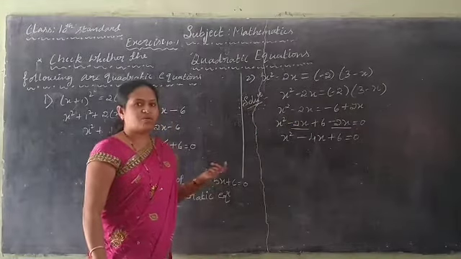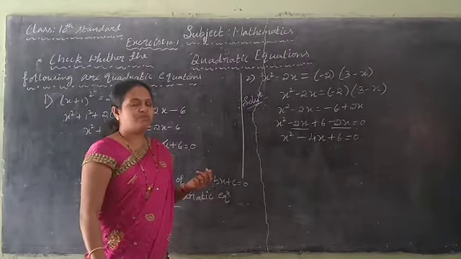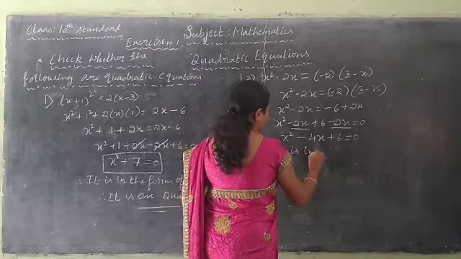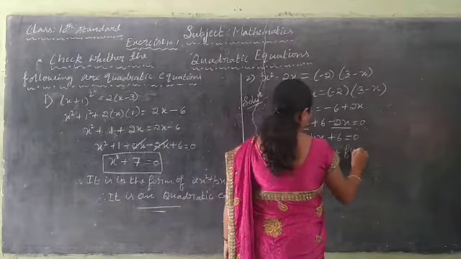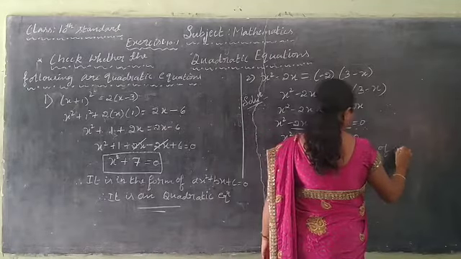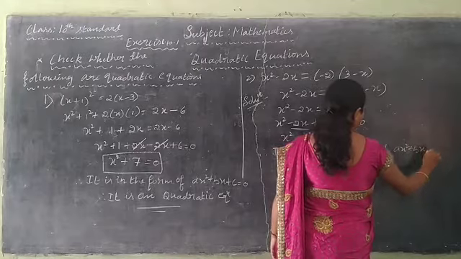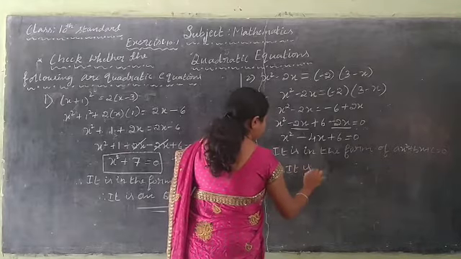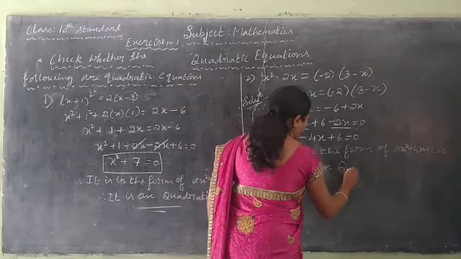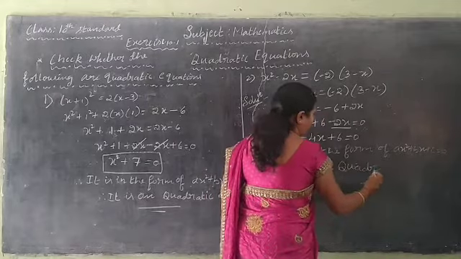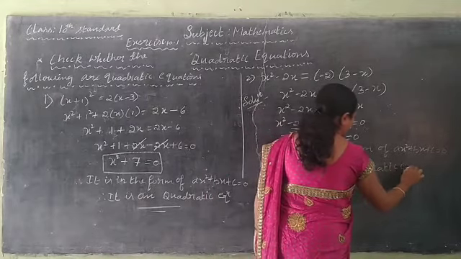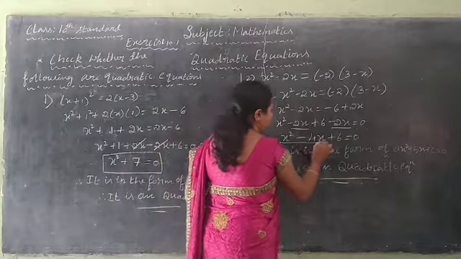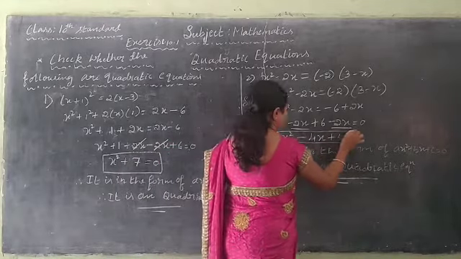Okay. Now see whether it is in the form of ax square plus bx plus c is equal to 0. Yes. Therefore, it is in the form of ax square plus bx plus c is equal to 0. Therefore, it is a quadratic equation. So, x square minus 4x plus 6 is a quadratic equation, children.